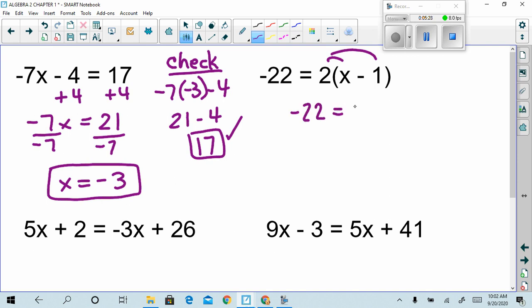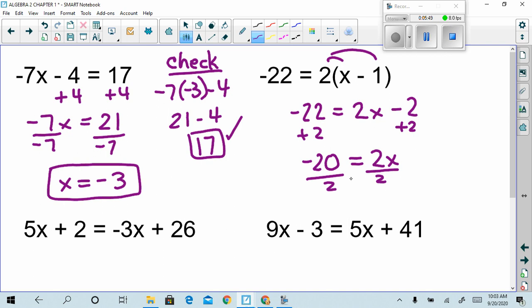-22 is equal to 2x minus 2. Once again, my variable's on the right. All I do is still isolate that variable. Again, I had some signed numbers. When I'm adding and the signs are unlike, I subtract and keep the sign of the greater absolute value. We'll be going over those rules if we need to. And then I get x is equal to -10. When I write the solution, I generally put the variable first because that's what I was solving for.